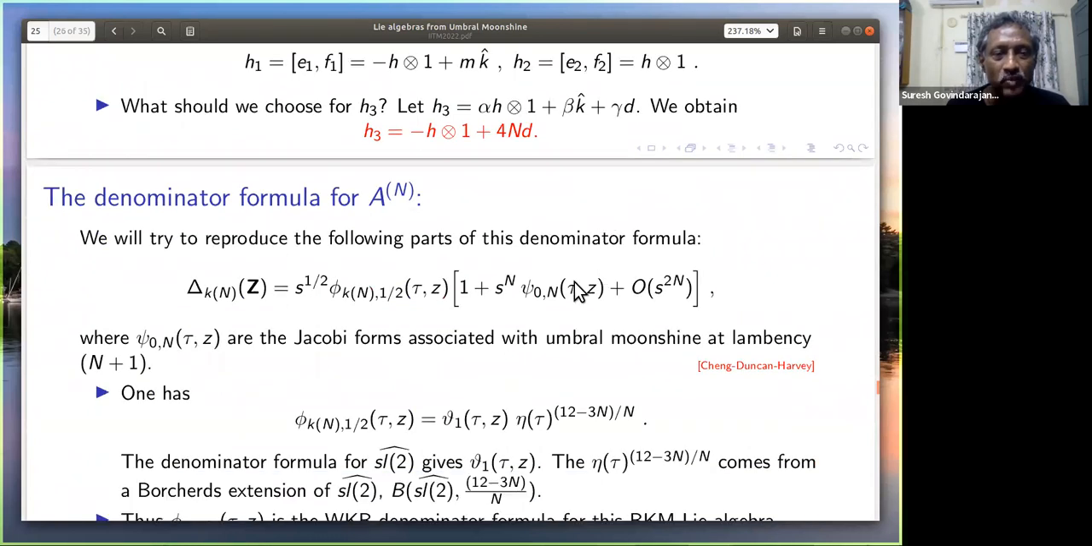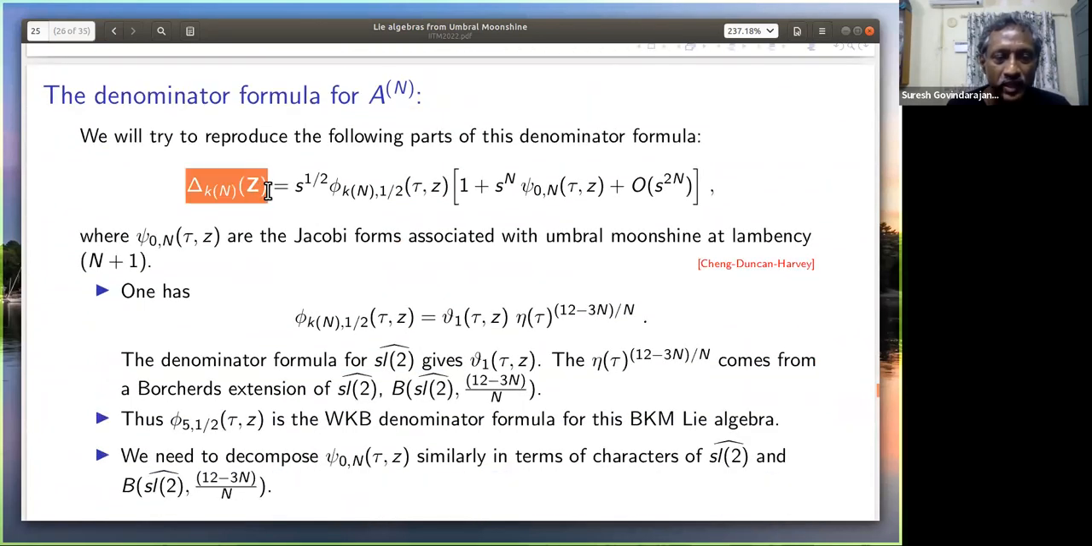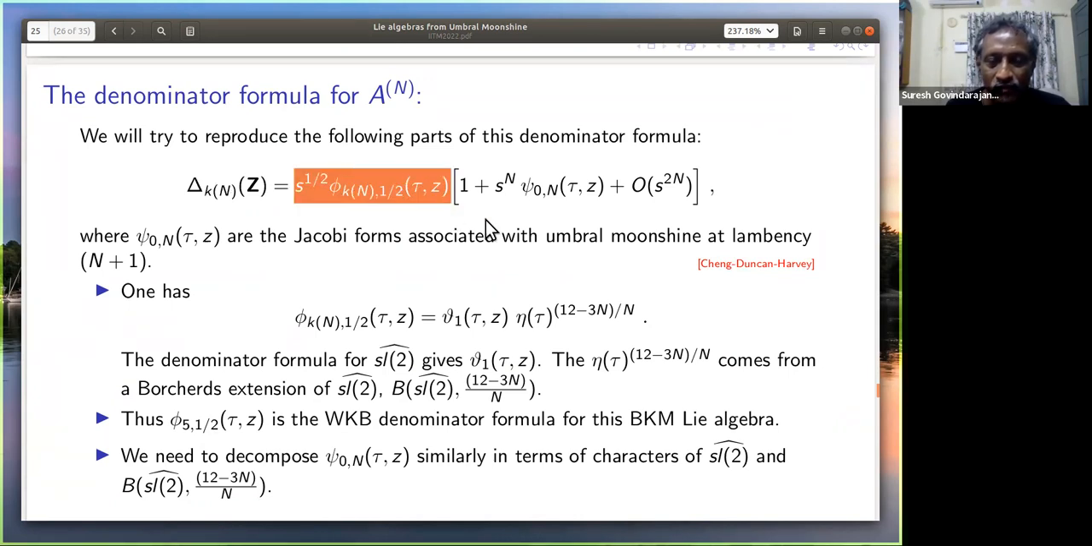So the first point here is we look at these Siegel modular forms of genus 2, and they all have this expansion. It is s to the power half, phi k n half, times 1 plus s to the power n psi 0 n, a Jacobi form, plus order s to the power 2n. Now I have to explain all these terms. First, let us look at this psi 0 n.